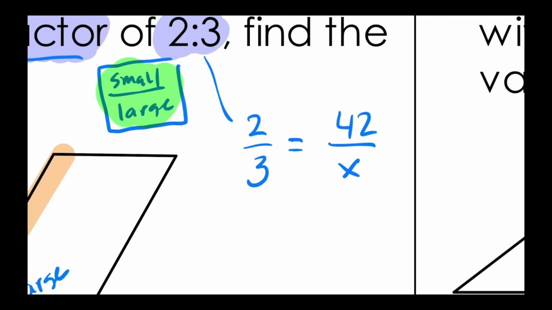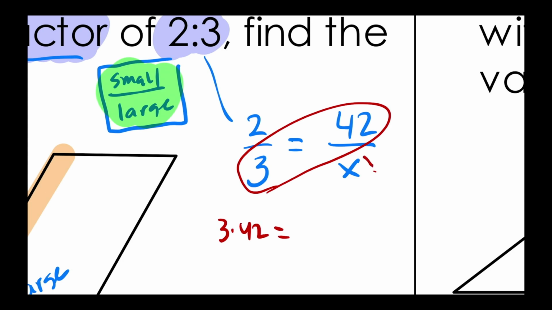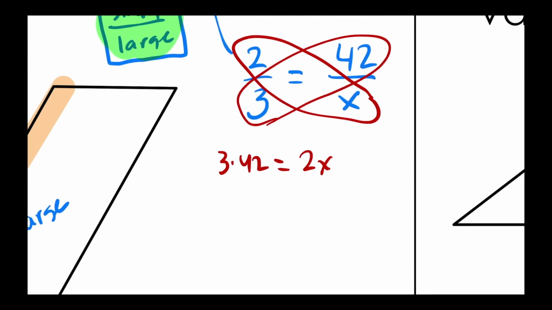Okay, so now that we have this set up, now we just solve. How do we solve? Remember, cross products. This times this, 3 times 42 equals this times this, 2 times x. This is why we spent so long last week, so we wouldn't get to this step and go, how do I do this? I don't know how to do this. I forgot. You just cross multiply, and then we solve. 3 times 42. Well, if you don't know 3 times 42, just get your handy dandy calculator. Yes, you can use calculators. 3 times 42 is 126 equals 2x. And then divide by 2, divide by 2. So x equals 63.